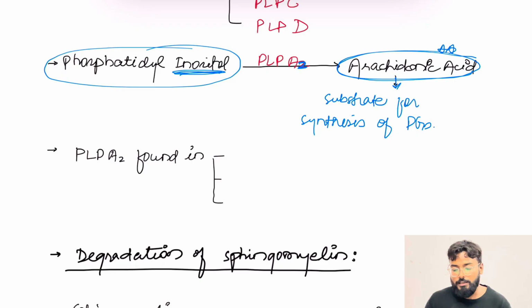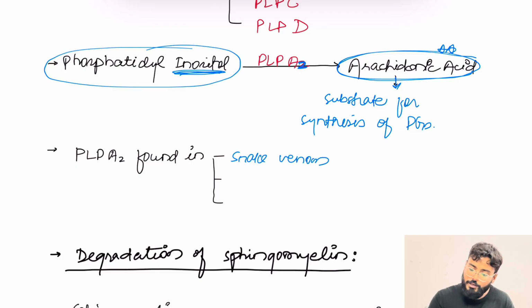Now, certain places where phospholipase A2 is found are your snake venom, your bee venom, and your pancreatic juice.